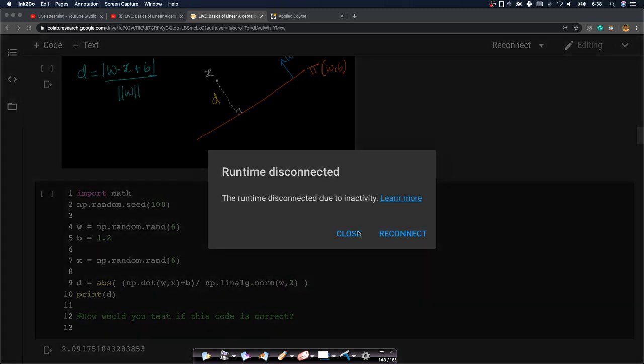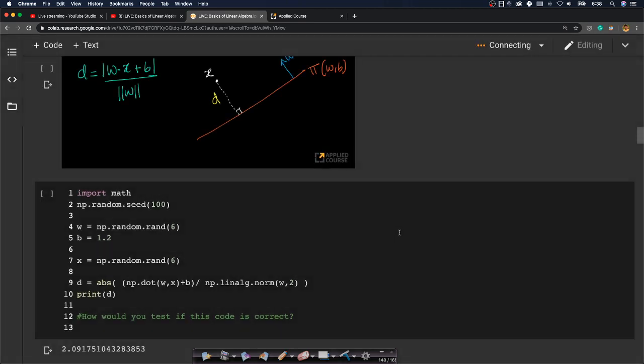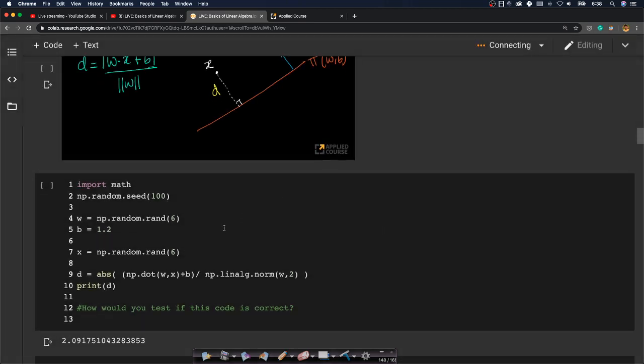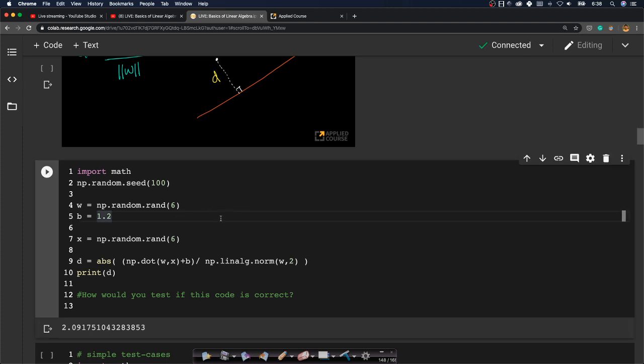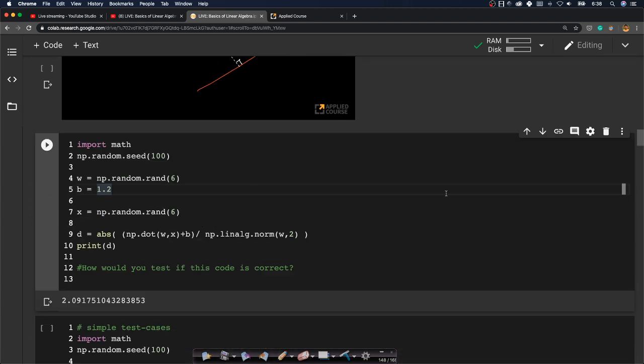I think I did not reconnect. I hope it reconnects and everything works. It does. If you don't have enough activity for, I think, a few minutes, Colab automatically disconnects. There is a way around that: I can change the JavaScript here to make sure that it doesn't die. There are some hacks around it.